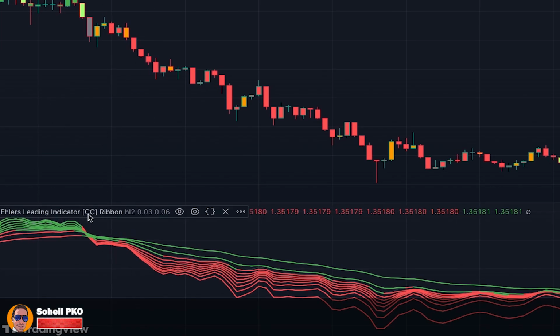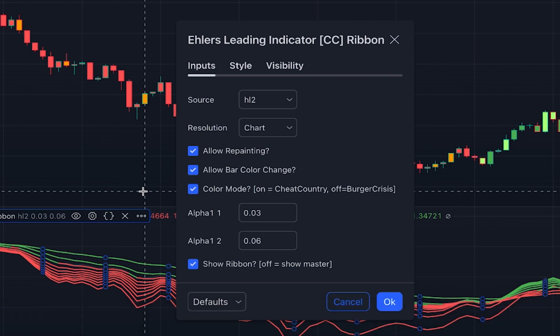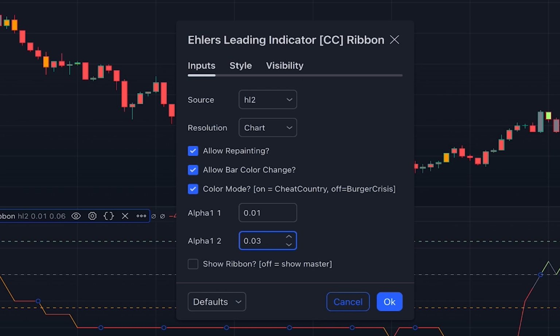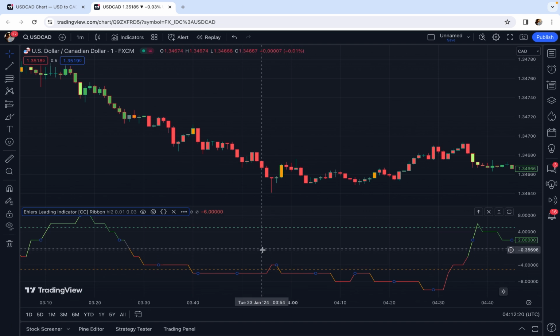We need to change the settings of the indicator for our strategy. Here we turn off the ribbon, and then for alpha 1 we set it at 0.01, and for alpha 2 we set it at 0.03, because in our strategy we're going to use this indicator for trend identification, so it doesn't matter if repainting is on or off. But in another strategy, if you want to use this indicator for buy sell signals, you should turn off repainting, so the indicator will only change when the current candle is closed. As I said, with the settings that we made, we're going to use this indicator for trend identification.